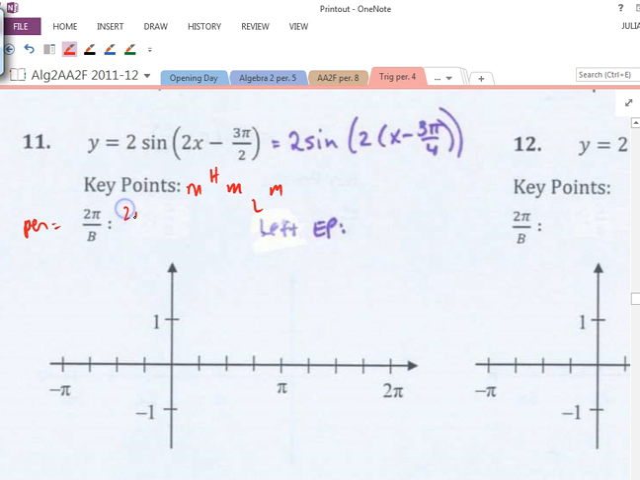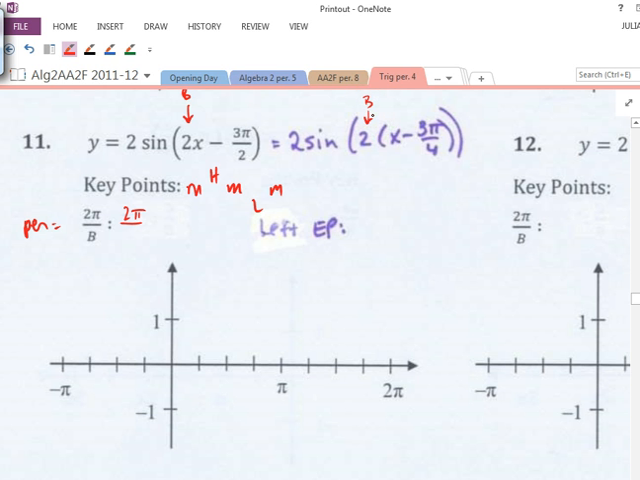Okay, what's B? B is 1. Where is the B located? In front of the x, after the 2 sign. Yeah, this is B right here.